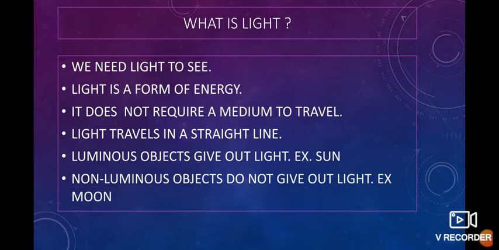So, what is light? We all know that we need light to see anything. If it is completely dark, we cannot see. But what is light? Light is a form of energy which does not require any medium to travel. This is the reason why the sun's light travels through the vacuum and reaches the other planets. We also learned that light always travels in a straight line. This we call as rectilinear propagation of light.